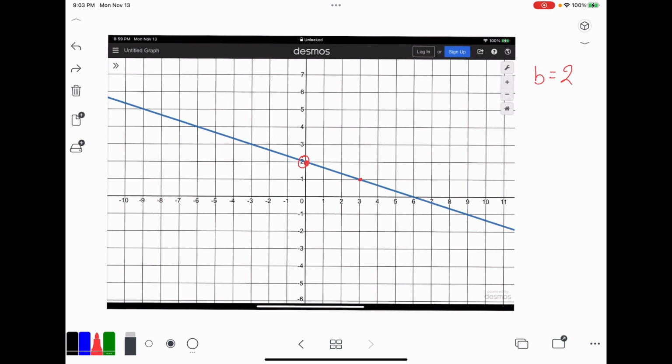And it makes sense because we're going to have to go down 1 unit and to the right, or we're going to run 3 units. So we now know that the slope is down 1, right 3. So the slope is negative 1/3. So now that we know the slope and the y-intercept, the equation of this line would be y is equal to negative 1/3 x plus 2.